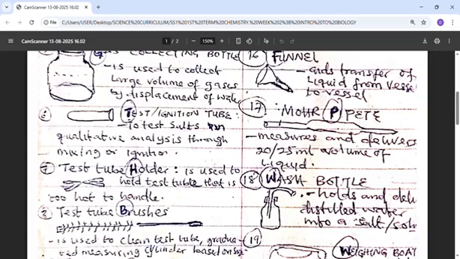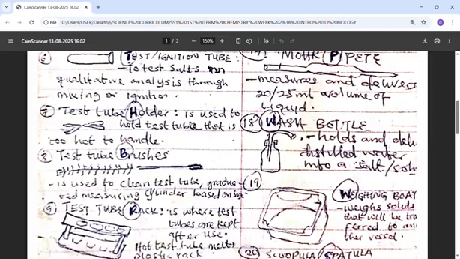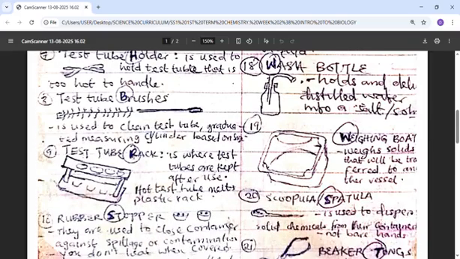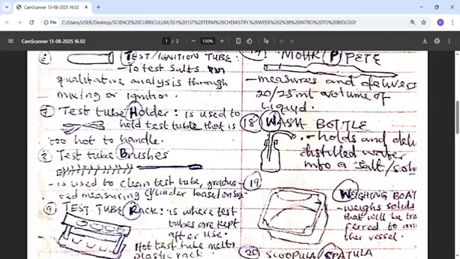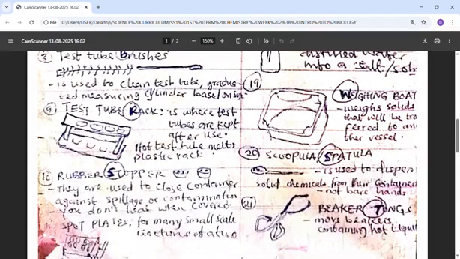There's test tube brushes. After you are done with your test tube, you can put the brush inside this test tube to wash any dirty thing that is there. Then we have the test tube rack. So once you are done with your test tube, you take the test tube, insert it in this rack. So that's the test tube rack.